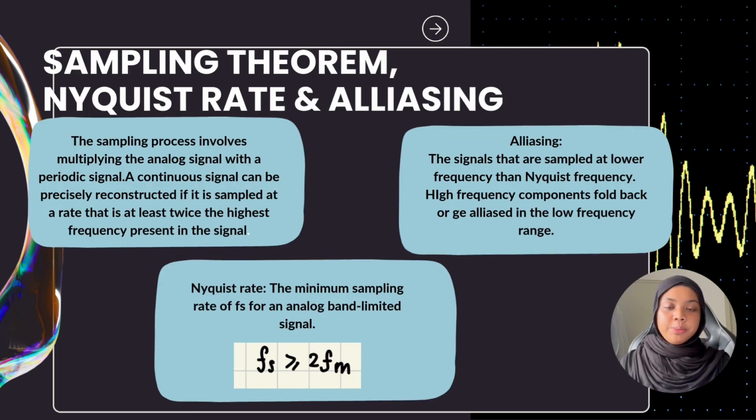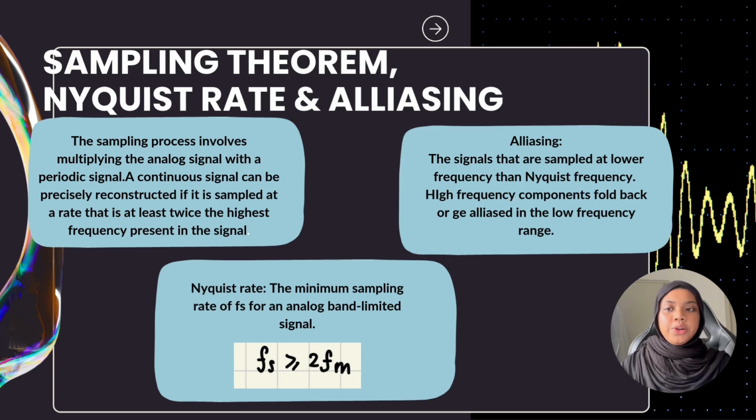What is the sampling theorem, Nyquist rate, and also aliasing? In the sampling theorem, the sampling process involves multiplying the analog signals with a periodic signal. In the sampling theorem, the continuous signal can be precisely reconstructed if it is sampled at a rate of at least twice the highest frequency present in the signal. It is also called the Nyquist-Shannon sampling theorem.